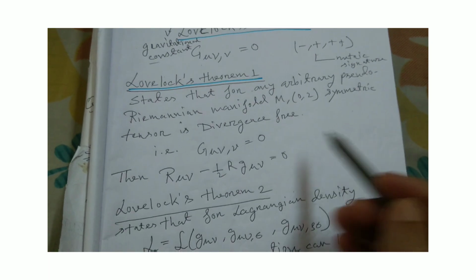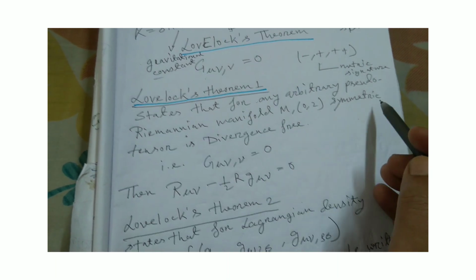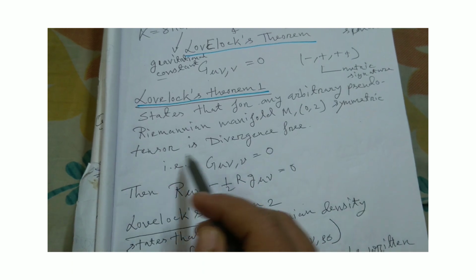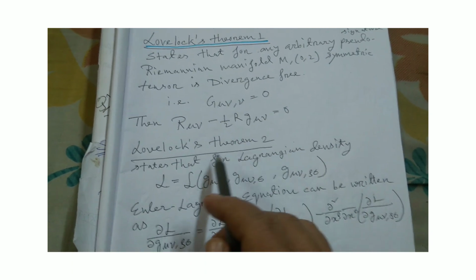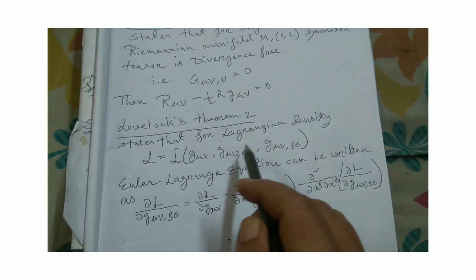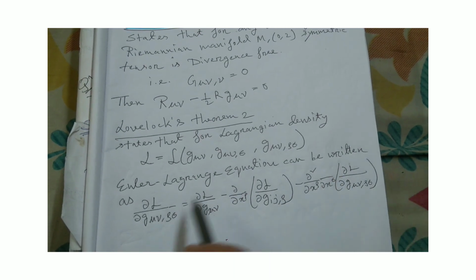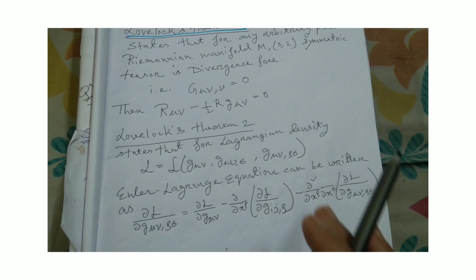And now I discuss what Lovelock's theorem is. Lovelock's theorem states that for any arbitrary pseudo-Riemannian manifold, the symmetric tensor G mu nu is divergence free. Lovelock's second theorem states that for a Lagrangian density, the Euler-Lagrange equations can be written in this way. These two theorems are very important for deriving the Einstein field equation.